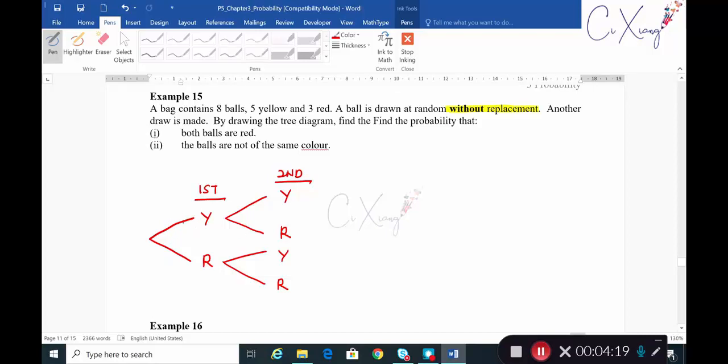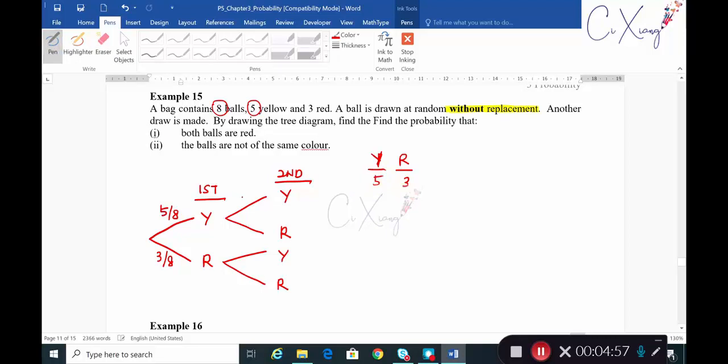So we focus on the first ball first. When you are taking out the first ball, the probability of getting a yellow ball is 5 out of 8. Therefore, the probability for this is 5 over 8. And then you have 3 over 8 for the red ball. You can imagine you have yellow and you have red. At first, you have 5 yellow and 3 red.